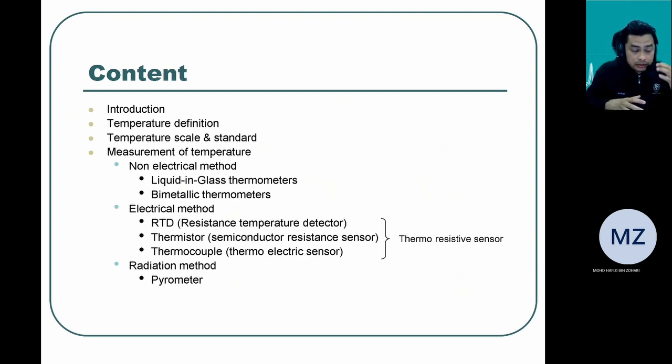I will start with the introduction. I will introduce you about the temperature measurement, and then we're going to look at the definition of the temperature, and then the scale and standard for the temperature, and after that we're going to look into the available sensors and also their mechanism for the temperature measurement. We have three types of methods that we're going to use for the temperature measurement, which are the non-electrical, electrical method, and radiation method. All right.